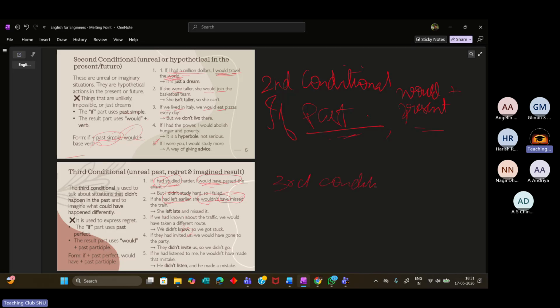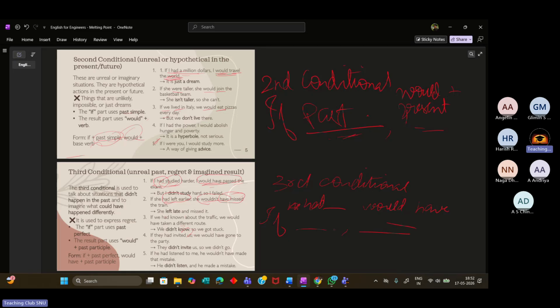Please excuse my handwriting. In the third conditional, both the condition as well as the result will be in the past. If you had done this thing, past perfect, then you could have or would have gotten this thing.